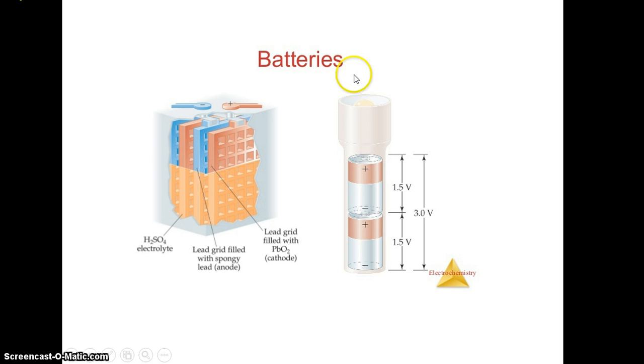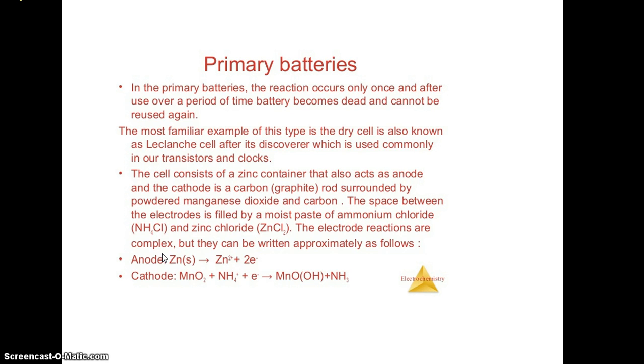This is a typical battery cell, and this one is the primary battery where lead is used as anode and lead dioxide is used as cathode. Here the electrolyte is H2SO4. Primary battery means we cannot reuse this battery, and only for a short period of time the chemical reaction occurs. After that the battery becomes dead.